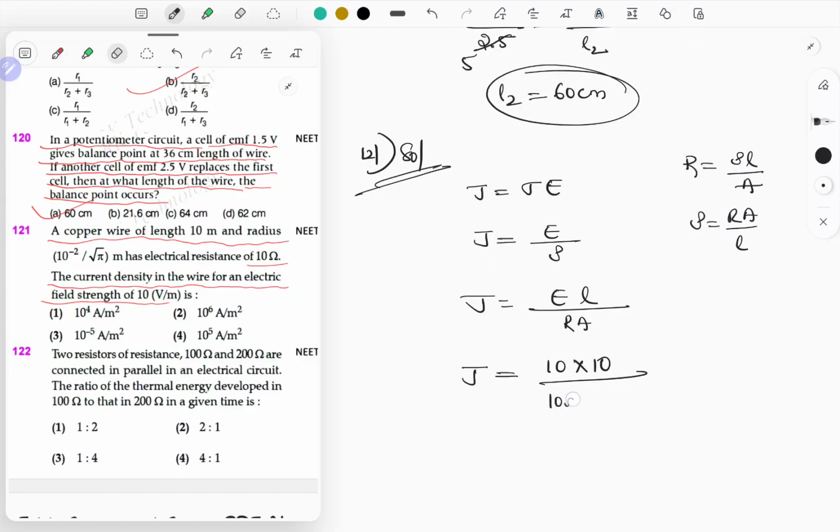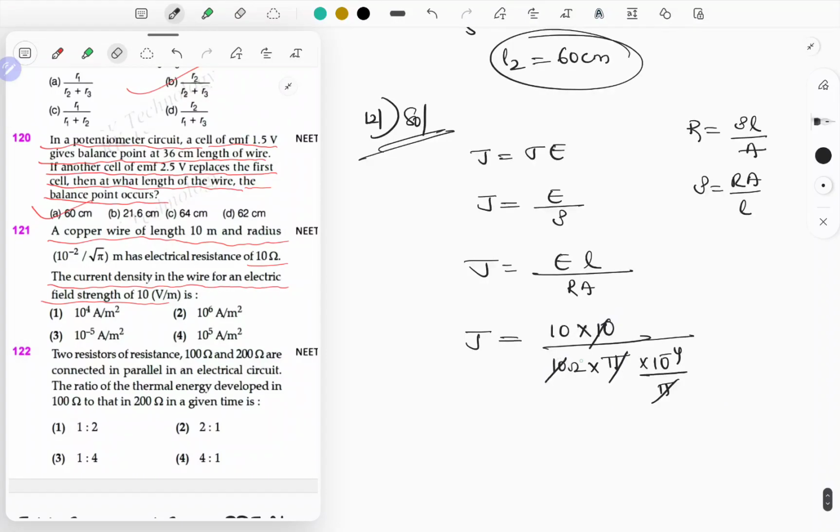Resistance is 10 ohms. Area is pi r square. R is 10 power minus 2 by root pi, so squared it becomes 10 power minus 4 divided by pi. Pi will get cancelled out, this 10 will get cancelled, and 10 power minus 4 goes to the numerator, so it will become 10 power 5. So the final answer is 10 power 5 ampere per meter square.